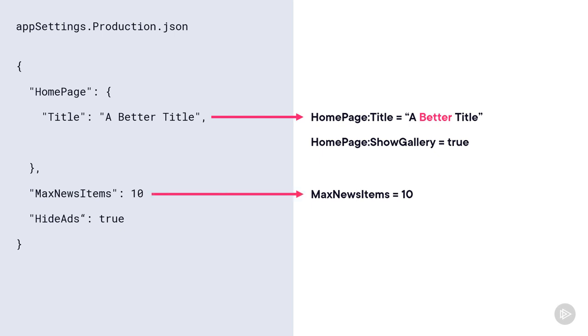Max news items is specified in the JSON file. Even though its value is the same, it will be applied to the configuration entry. Finally, the JSON file includes an extra element specifying an entry for hide ads with its value specified as true. This is a new entry which is added to the collection of key value pairs.